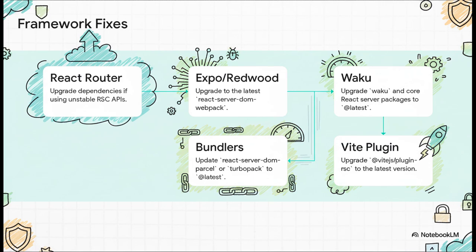And if you're not on Next.js, don't worry. The fix is pretty similar across the board. The general rule is update to the latest version. So for React Router users experimenting with RSC, you'll want to update your core React packages. For Expo or Redwood, it's about updating React Server DOM Webpack. Waku, update Waku. Vite, update the RSC plugin. You see the pattern here, right? Just get your core React server packages and any related framework plugins to the latest stable release.